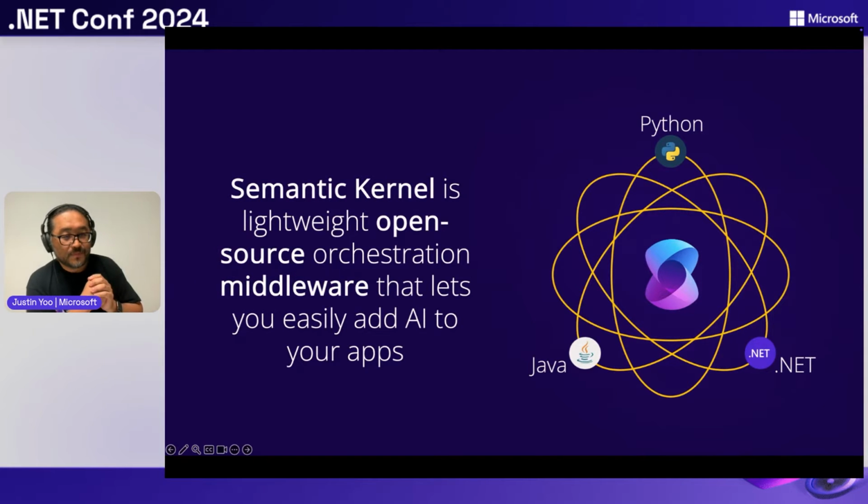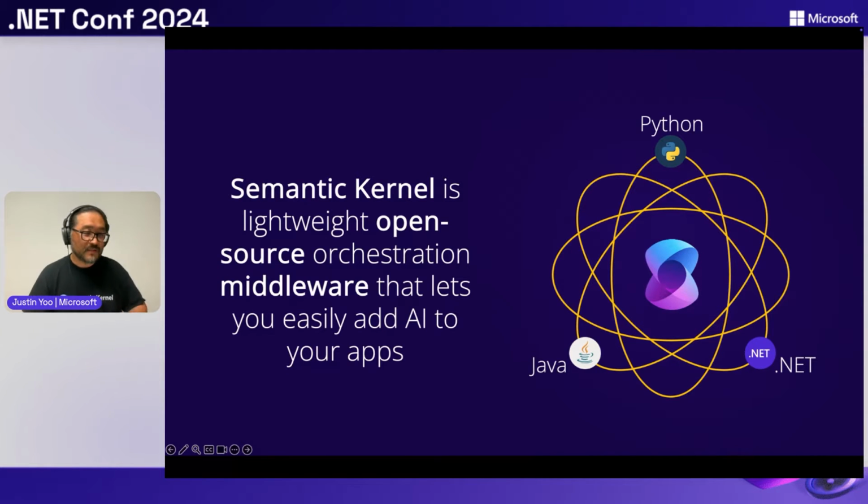So just to be simple, the Semantic Kernel helps AI be seamlessly integrated into your applications. Semantic Kernel provides its SDK in three major languages: Python, Java, and .NET. Therefore, you can build applications with Semantic Kernel with almost no limitation. So today, I'm going to use the .NET SDK.